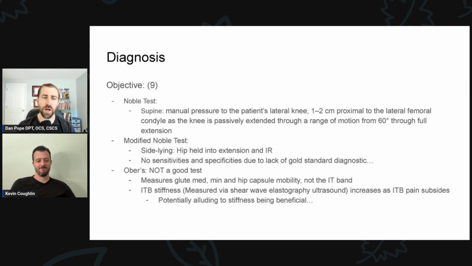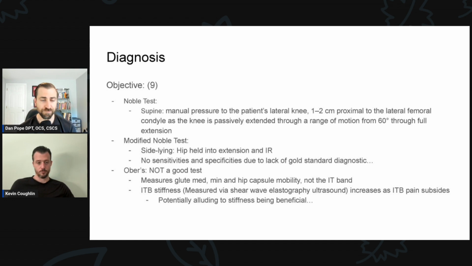A couple of reasons why. So it was a cool study. This was in cadavers. Essentially what they did was they tested in an Ober position how much hip adduction the cadaver had. And then they went ahead and cut that IT band and measured it again. And what do you think they found? It probably looked the same. It looked the same. So no change, right? When they cut the glute medius and minimus, they had an appreciable change, and they had the most change when they cut the hip capsule. So essentially, the Ober's is not a good test of IT band stiffness.